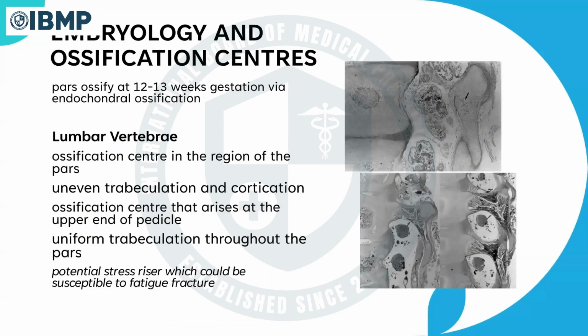If you go into embryology and the ossification center, this is just for the theory part. The pars ossifies at 12 to 13 weeks of gestation via enchondral ossification. The ossification center is in the region of the pars for a lumbar vertebra. Uneven trabeculation and cortication can be seen. The ossification center arises at the upper end of the pedicle, and it is uniform trabeculation throughout the pars. So basically, it's a potential stress riser which could be susceptible to a fatigue fracture. So it is also known as a stress fracture or a fatigue fracture.